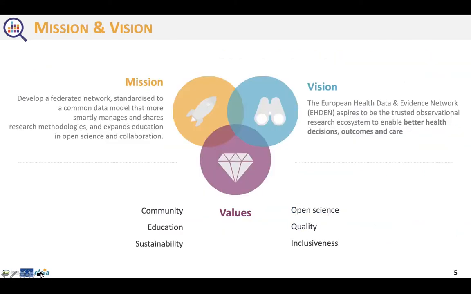And what it is that we're trying to do is pretty straightforward. It is to develop a federated network of healthcare data sets, which are standardized to a common data model, and that we can apply consistent research methodologies on to generate real-world evidence. It's envisioned to be the trusted observational research ecosystem, with at the end of the day to drive better health decisions, outcomes, and care.